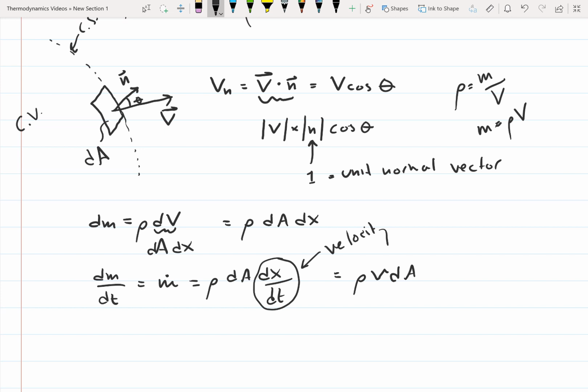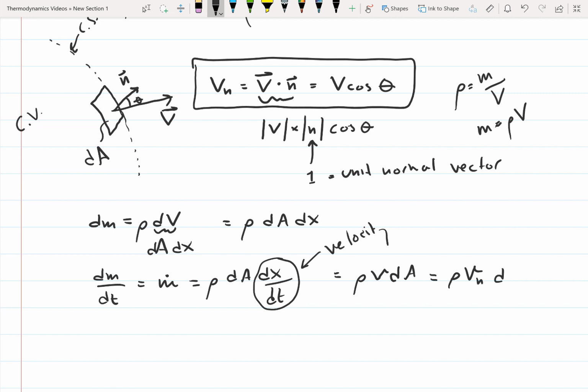So now, if we go back to this velocity here, the velocity that we want to consider is the normal component of the velocity. So this is equal to rho v dA. And the normal component of the velocity is rho, and then we can put in the dot product, so V dot N dA.